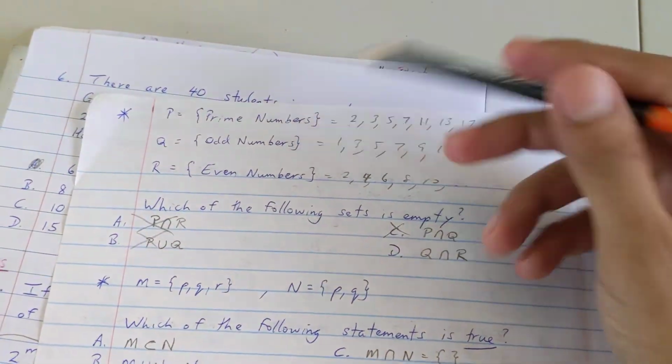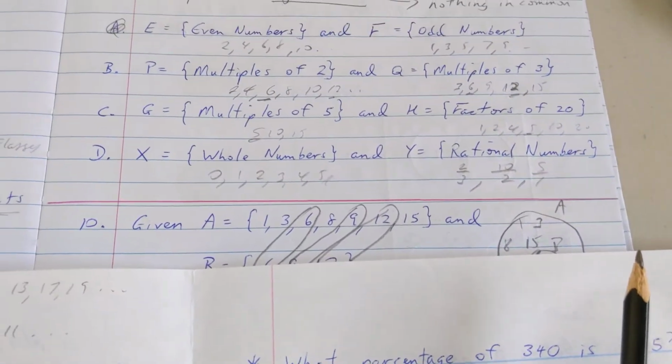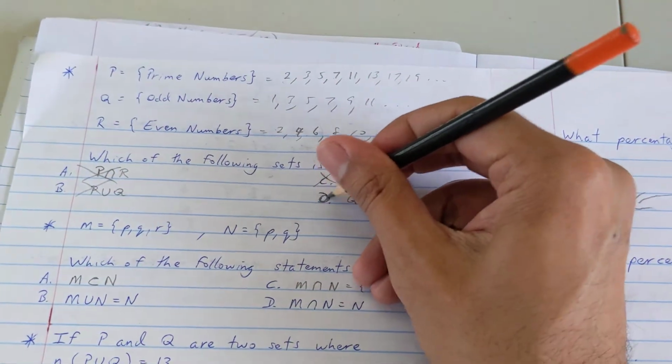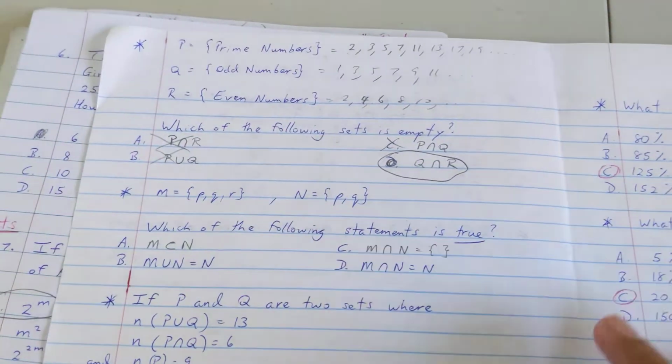Q intersect R, and it comes down to the same one. Odd numbers and even numbers, Q and R. So my answer for this one would be Q intersect R.